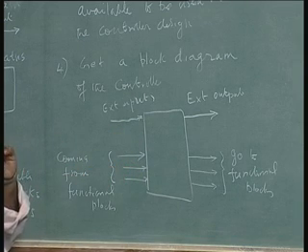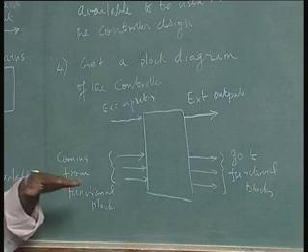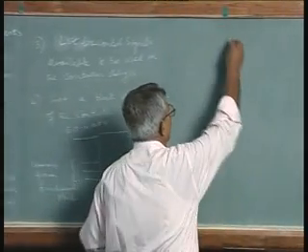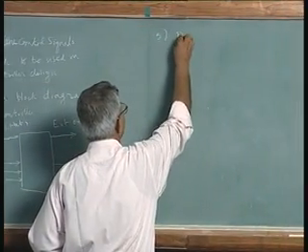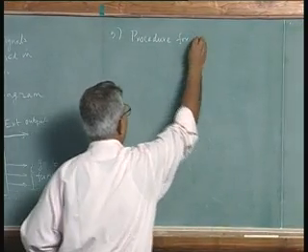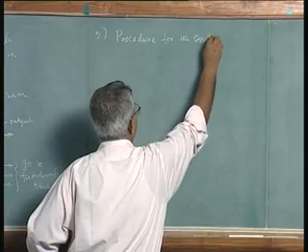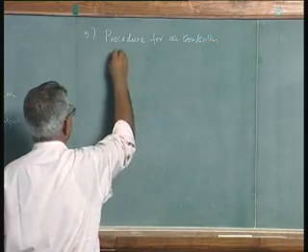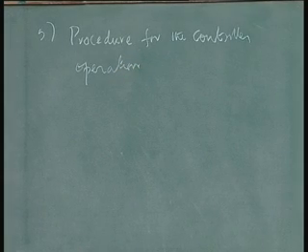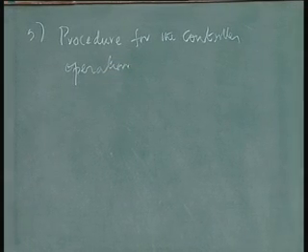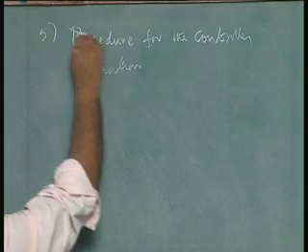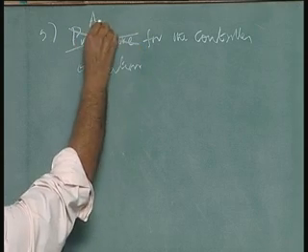So, this will be described by means of a procedure. So, I need to draw a procedure of control. Procedure for the controller operation. Actually, we do not use the word procedure, I just first wrote it so that you will understand what it is, but really this is what is known as an algorithm. Procedure is nothing but an algorithm. So, actually I will replace this word by algorithm.